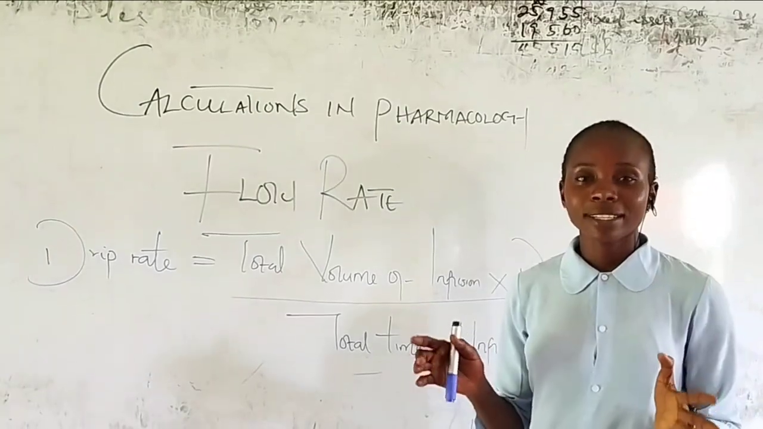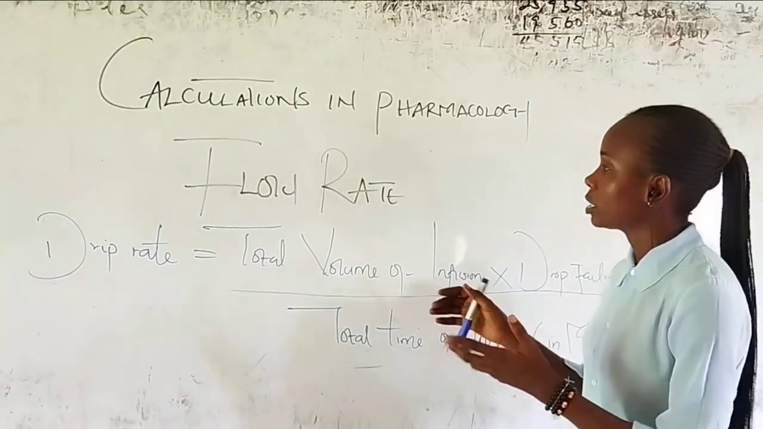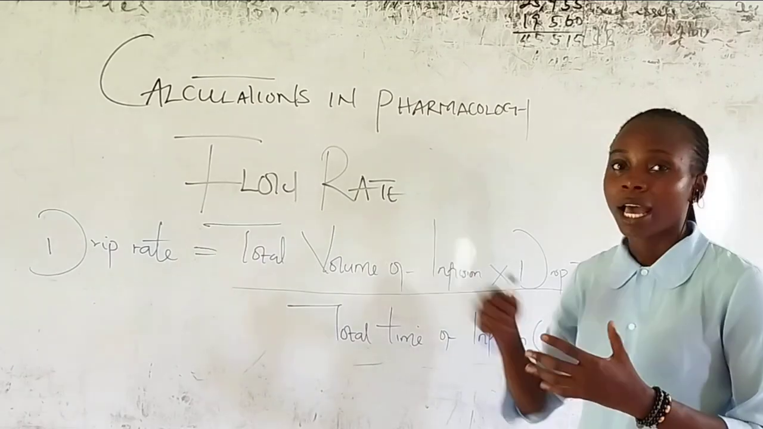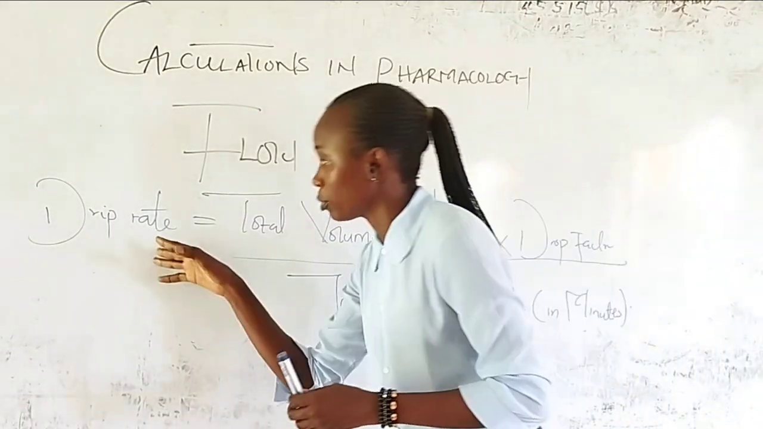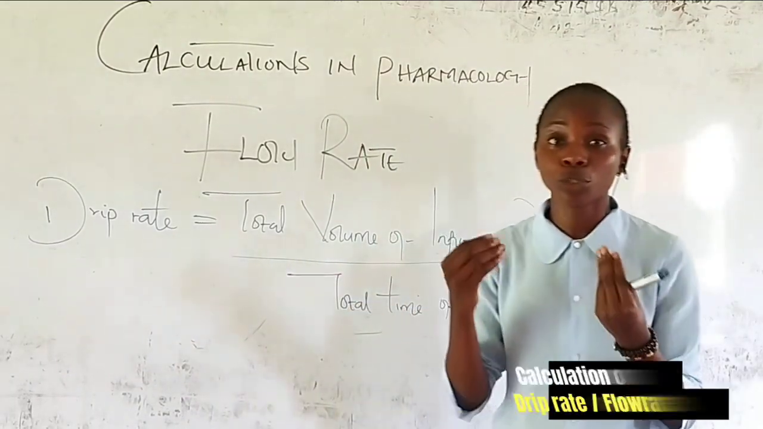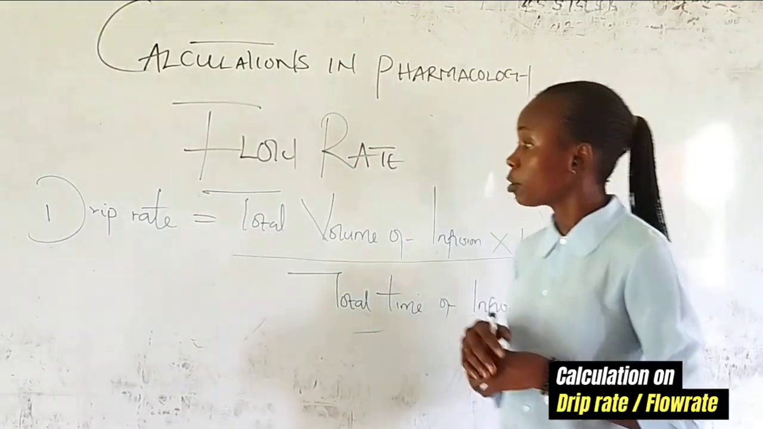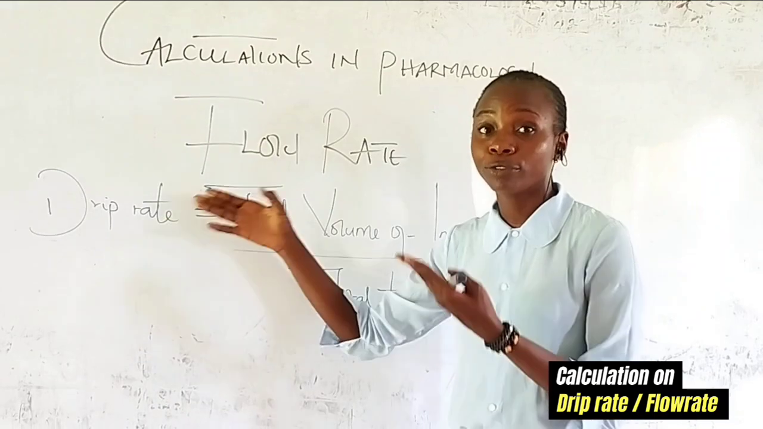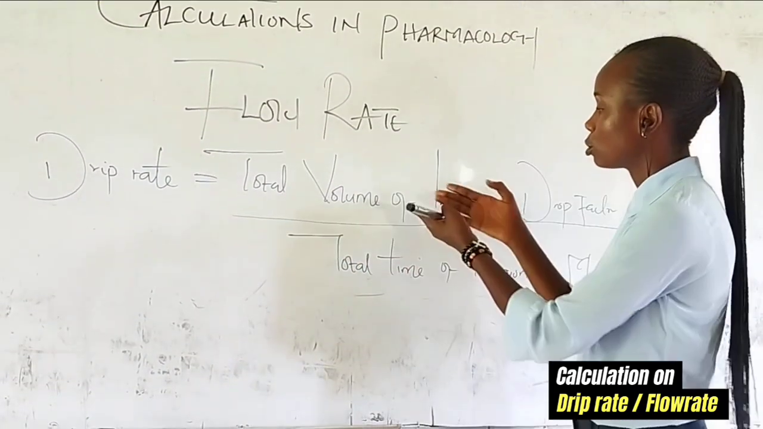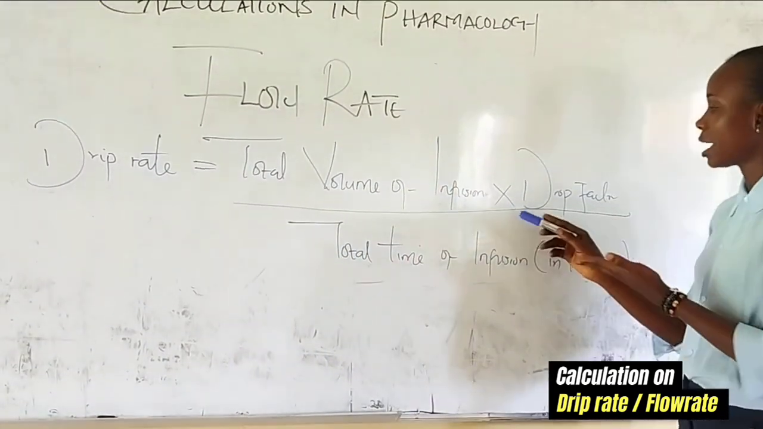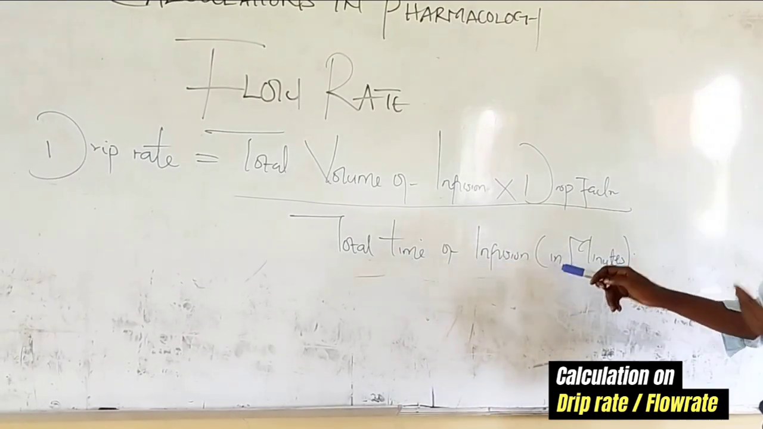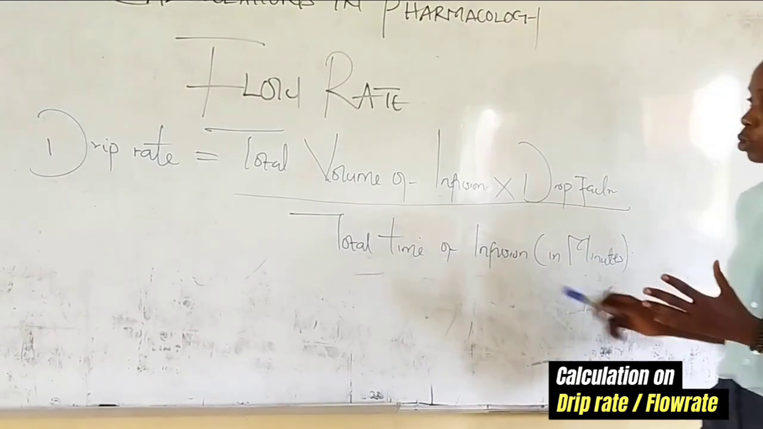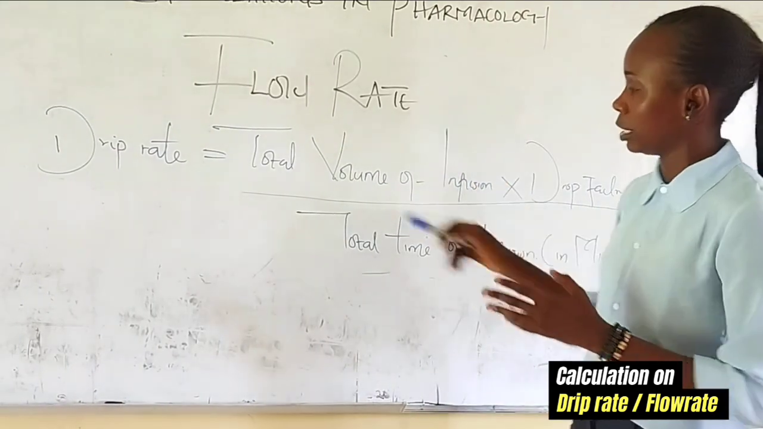So let's get started. Now, we're learning about the flow rate, and there's a formula for flow rate. I actually use drip rate because most tests will show you drip rate. So the formula is: the drip rate or the flow rate is equal to the total volume of infusion times the drop factor, divided by the total time of infusion, which is usually in minutes. So let's explain this whole formula here.